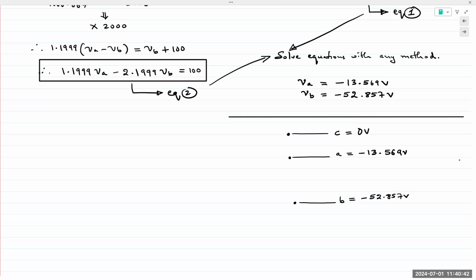Remember the example I said, measuring the height. If I measure my height with reference to the floor of the room or the seat of the chair or the surface of the table, the height always remains the same. So in this case, if C is my reference node, then C has a value of 0 volts for the purposes of this calculation only. C is 0, A is minus 13.56, and B is minus 52.